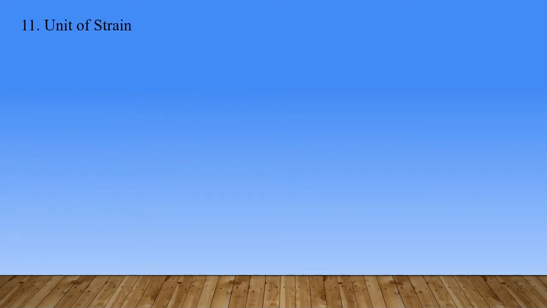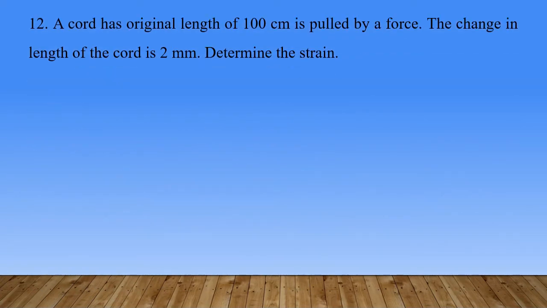Question number 11, unit of strain. Option A, Newton per mm square. Option B, kilonewton. Option C, mm per Newton. Option D, unitless. The correct answer is option D, that is unitless. Question number 12, a cord has an original length of 100 cm and is pulled by a force. The change in the length of the cord is 2 mm. Determine the strain. Option A, 0.02. Option B, 0.002. Option C, 0.2. Option D, 2. The correct answer is option B, that is 0.002.